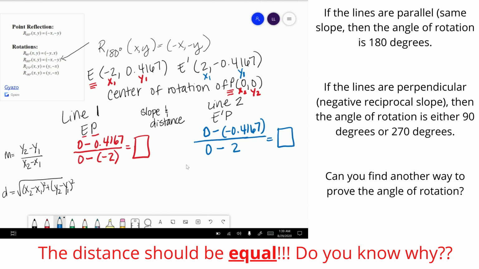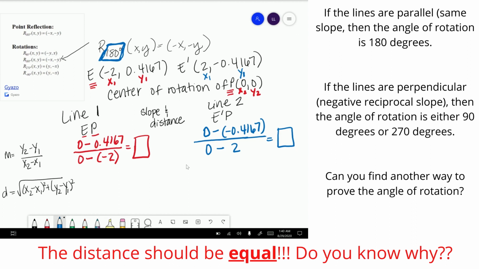So remember, if these slopes are the same, that means the lines are parallel. And if the lines are parallel, that means I have proven that the angle of rotation is 180 degrees, which is what I wanted to prove. But if the slope comes out perpendicular, and your angle measurement is 90 or 270, then you have proven that the angle is 90 or 270. So if these slopes do not come out either parallel or perpendicular to match our particular angles, that means we did something wrong and we need to check our math.